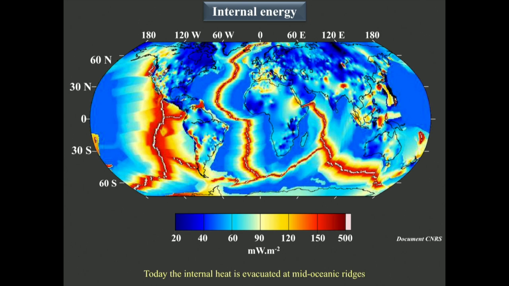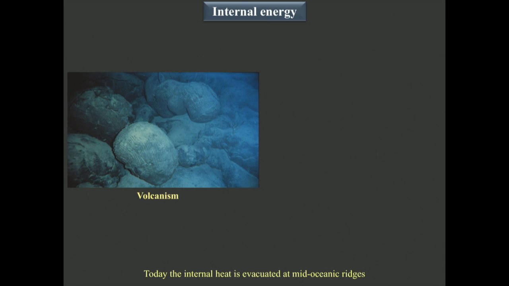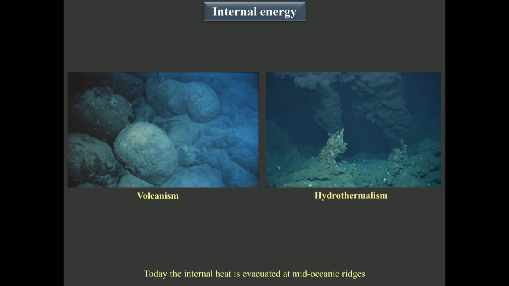And there are two ways of evacuating this heat: volcanism and, of course, hydrothermalism. Hydrothermalism is linked to volcanism, but it is another process. In volcanism, you transfer magma to the surface. Here, water penetrates into the crust, is heated, and goes out. So that means that as the internal heat is evacuated by a ridge system, we should have had more volcanism at ridges and also more hydrothermalism.